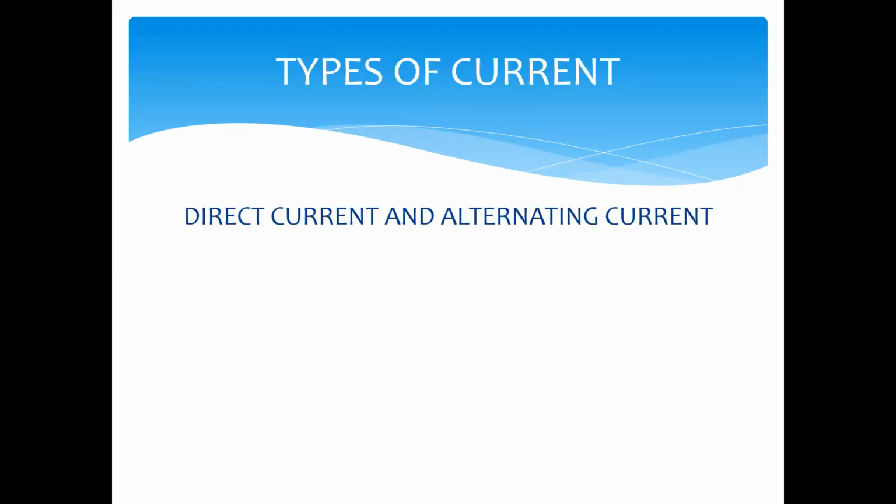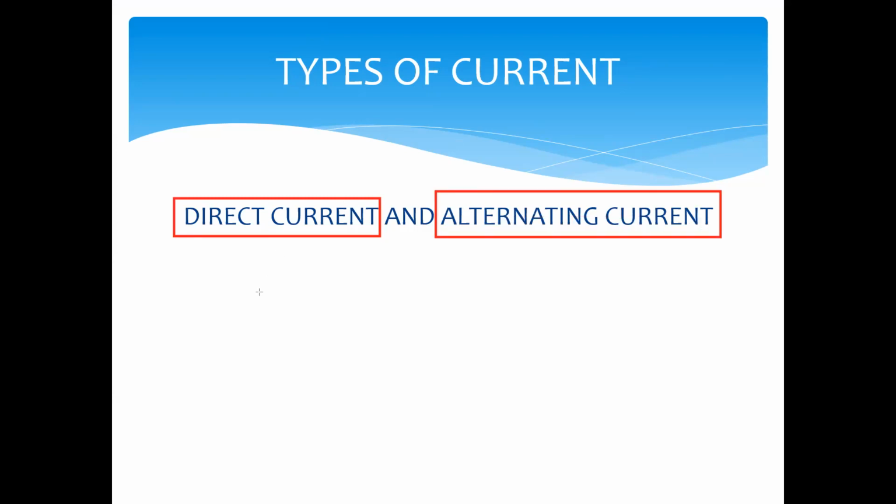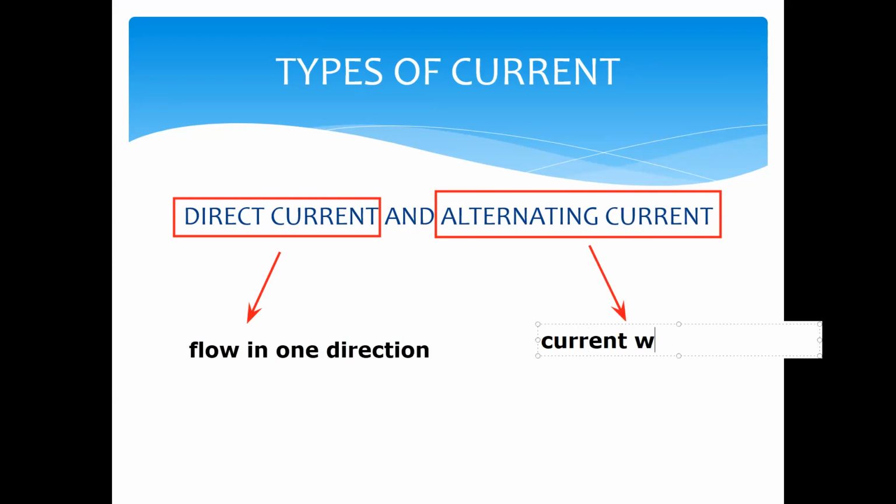Then there are two ways we define current; there are two types of current. One is called direct current or DC. Another one is known as alternating current or AC. A direct current is a current which flows in one direction, or a current which does not change direction, and is called DC. The current which changes direction, we call that AC, continuously changing the direction.